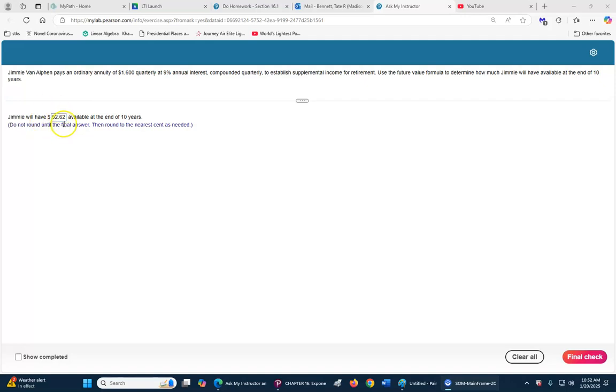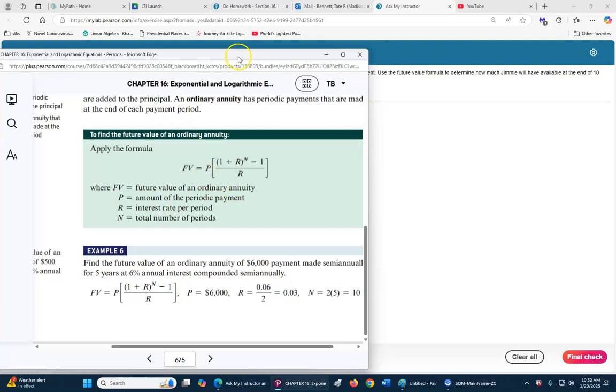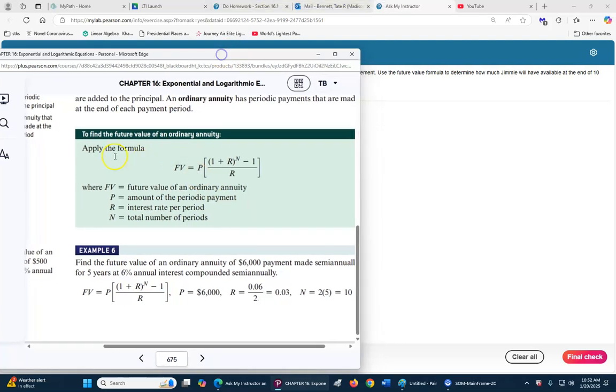Well, it's going to be way more than that. So we need to look up the formula here. So here's the future value formula. It equals P times quantity, 1 plus R, close quantity, to the N, minus 1, over R, close that parenthesis. So what are these things?